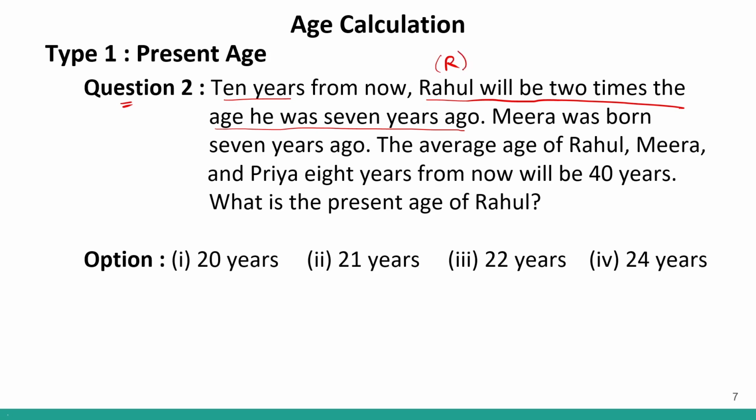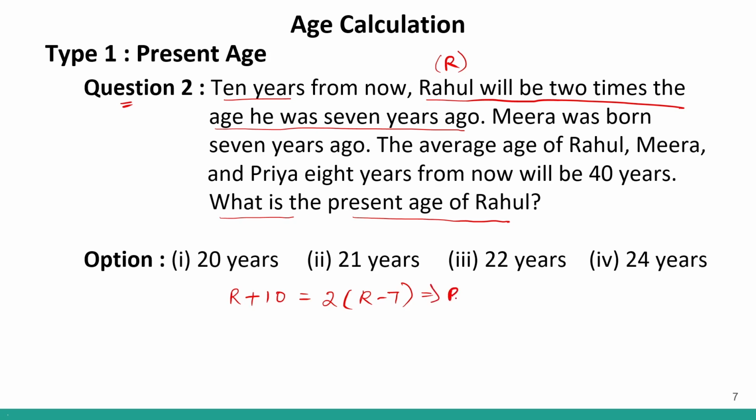So Rahul's present age I'm taking to be R. So 10 years from now means R plus 10, he will be 2 times the age he was 7 years ago. So R minus 7. Correct? So over here we have one variable. So we can solve this equation to find the answer for the one variable. Now, if you look at the question, we have to find the present age of Rahul. So based on this equation only, we can find the present age of Rahul.